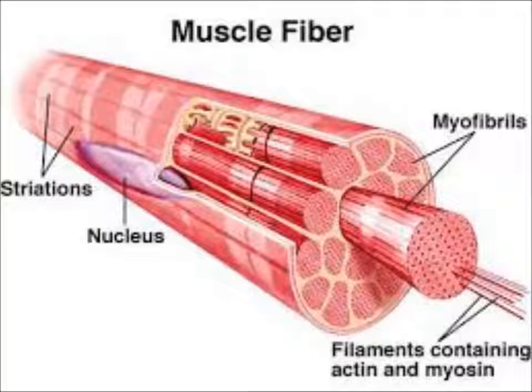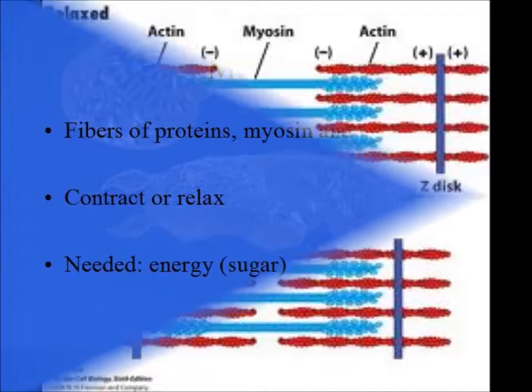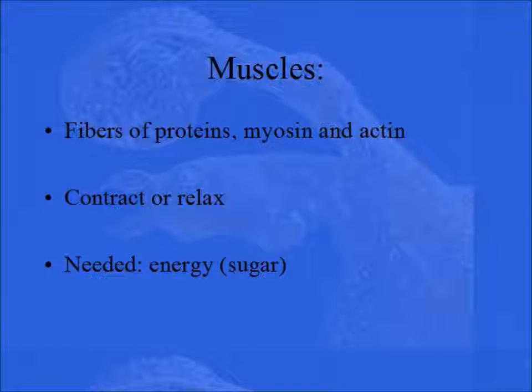And our next picture is going to show you that a little bit more in detail. It's very schematic, but you can see the top picture is when they are relaxed, and then when those proteins come together, you get your contraction. What you need for that contraction is energy, and in most cases that will be supplied by sugar.